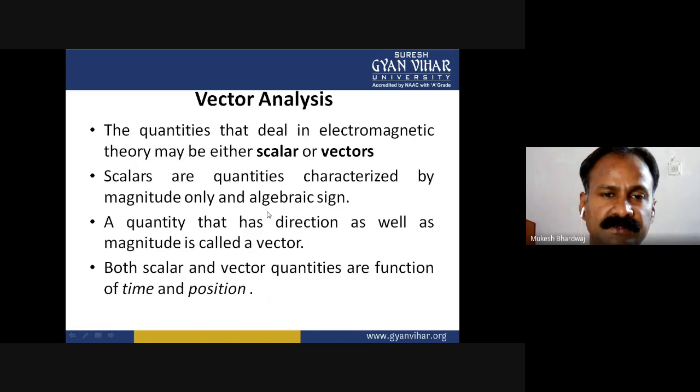Now, the vector analysis. The quantities that deal in electromagnetic theory may be either scalars or vectors. Scalars are quantities characterized by magnitude only and algebraic sign. The quantity that has direction as well as magnitude is called a vector. Both scalar and vector quantities are functions of time and position.